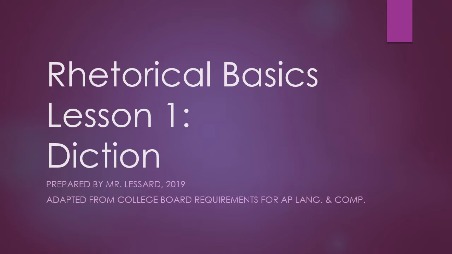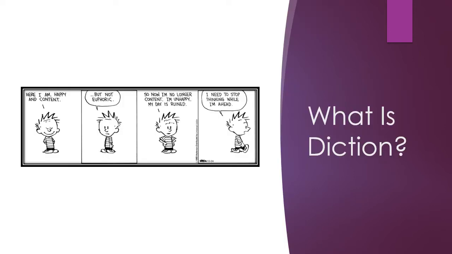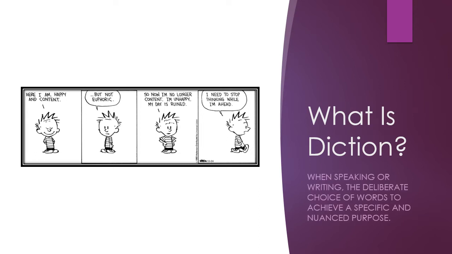So let's get started. We'll start first with just a basic definition just to make sure we're all on the same page. So what is diction? Diction is, when speaking or writing, the deliberate choice of words to achieve a specific and nuanced purpose.